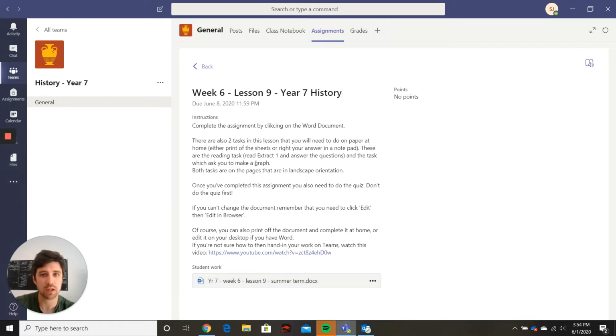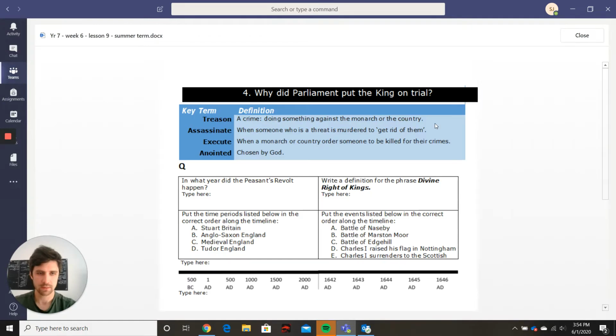There's a graph task. You could just write that graph out, for example, but you're going to have to do it at home. I will point those tasks out to you, but they are the ones that are both in landscape. That means on its side orientation. Okay. And as it says, once you've completed the lesson, you need to do the quiz. Don't do the quiz first. So click on the lesson.